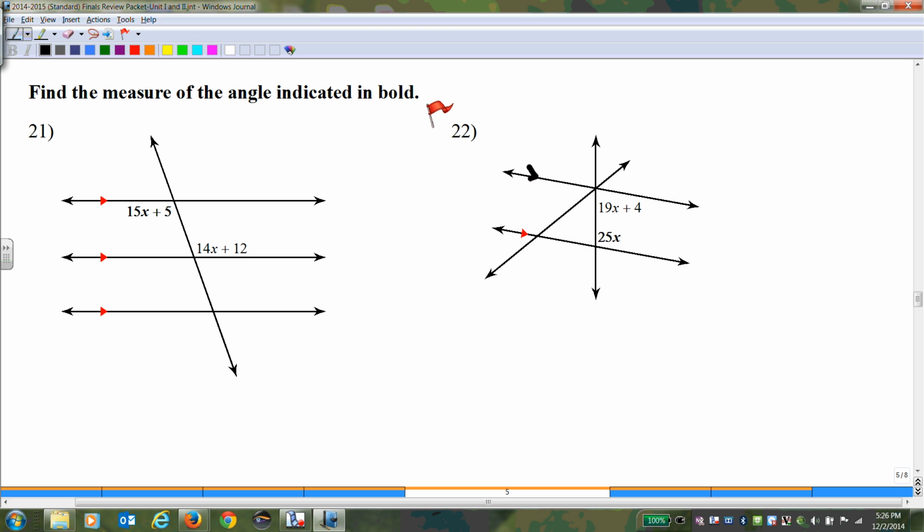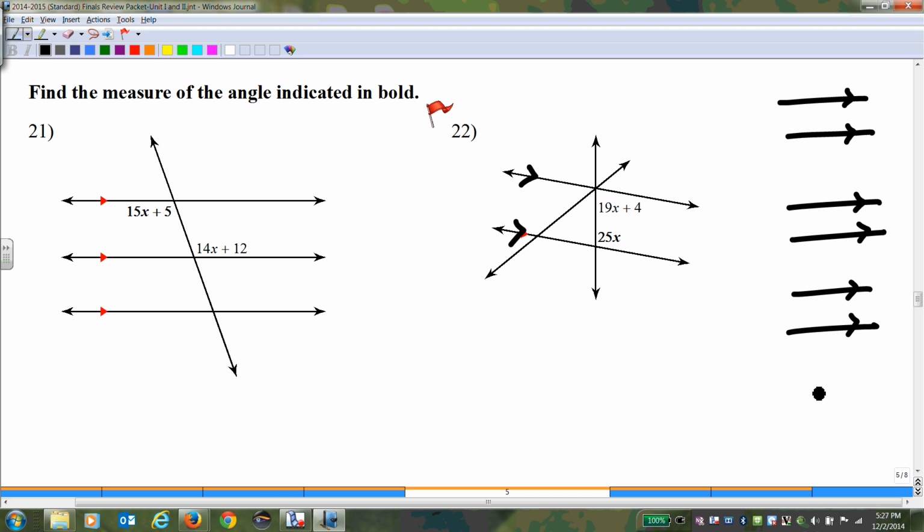Okay, number 22, we're back to parallel lines. So let me recap what you guys know. Make 4 sets of baby parallel lines here. There's 1, 2, 3, 4. Now we're going to lay a stir stick down all of them. Stir stick, stir stick, stir stick, stir stick.